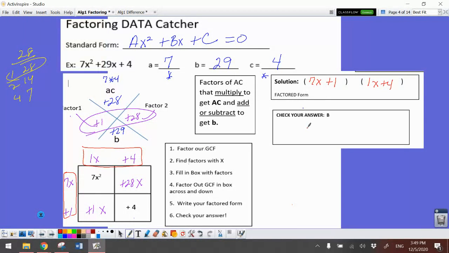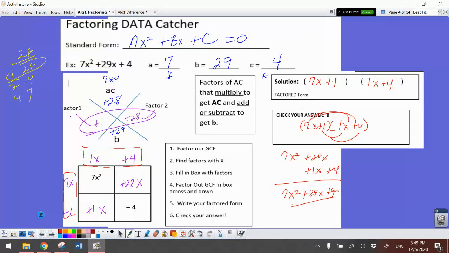Now let's check ourselves and make sure we're right. The easiest way to check yourself is either area model or distribution. Let's use distribution. So that is a 7x squared. That is a 28x. That's a positive 1x. And that's a positive 4. So if I add these, 7x squared plus 29x plus 4, I see I come up with what I started with.